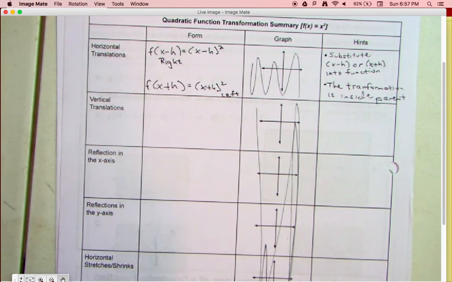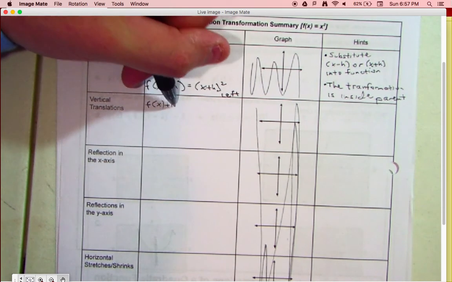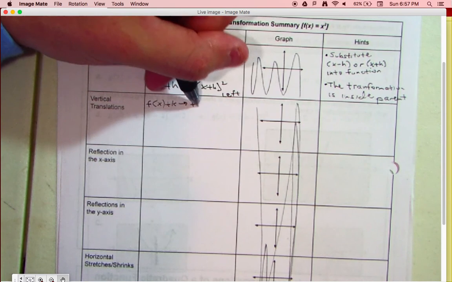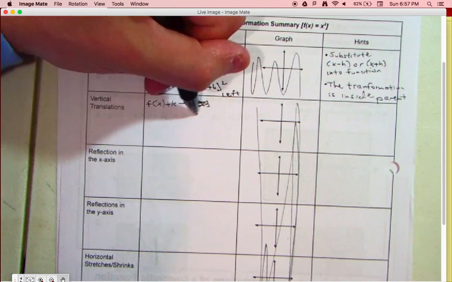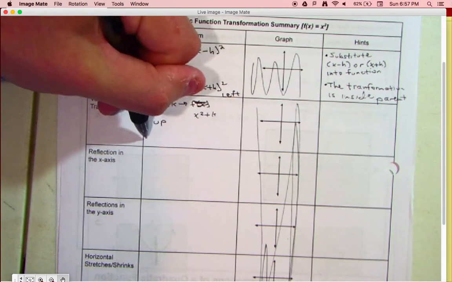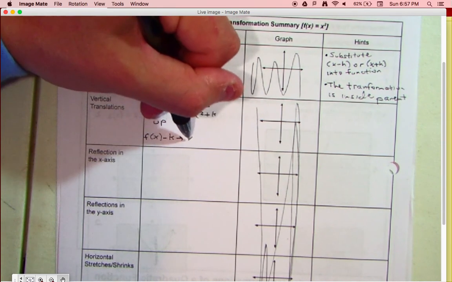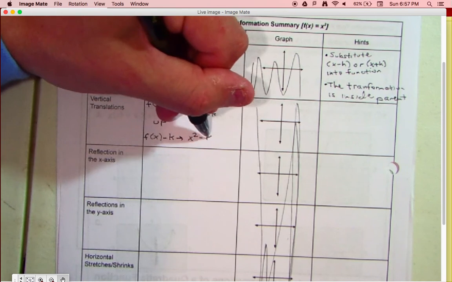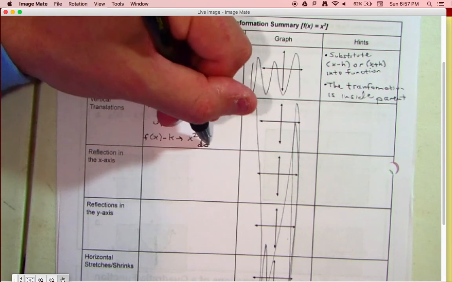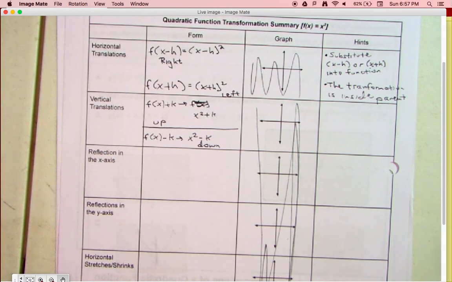Vertical translations. What do we know? We know f of x plus k, and it kind of looks like this: x squared plus k, we move it up. And if we have f of x minus k, it looks like this, x squared minus k, and that moves it down. So we know that. Okay, I don't think there's any real hints to give to you.